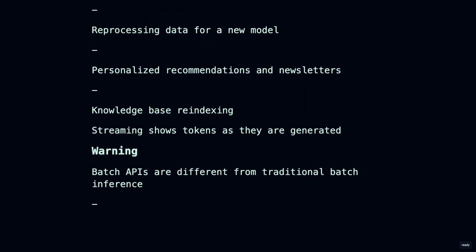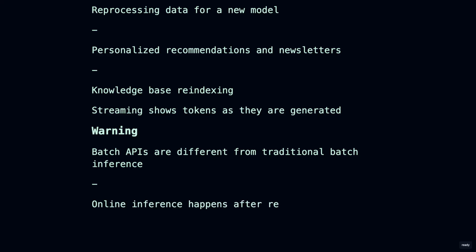The traditional definition is straightforward. In online inference, the model waits for a request and then computes the prediction in response to it. The prediction is created on demand.